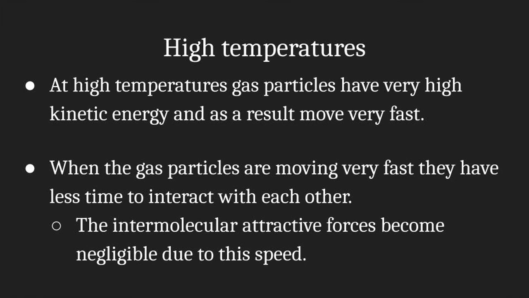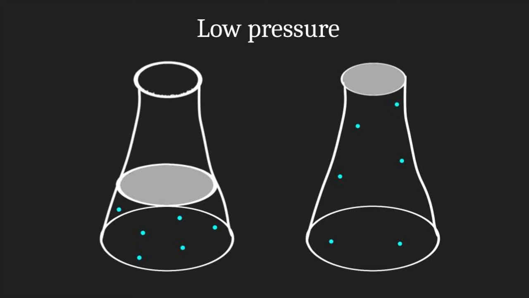When the gas particles are moving this fast, they can't interact with each other as much, so the intermolecular attractive forces become negligible. Because it's moving so fast, its path will barely curve; by the time one particle is about to act on it, it's already past that point. While at very low temperatures, the gas particles have a long time to interact with each other and attract towards each other.